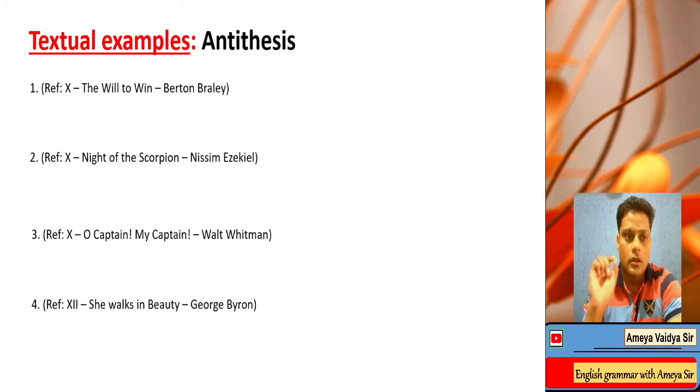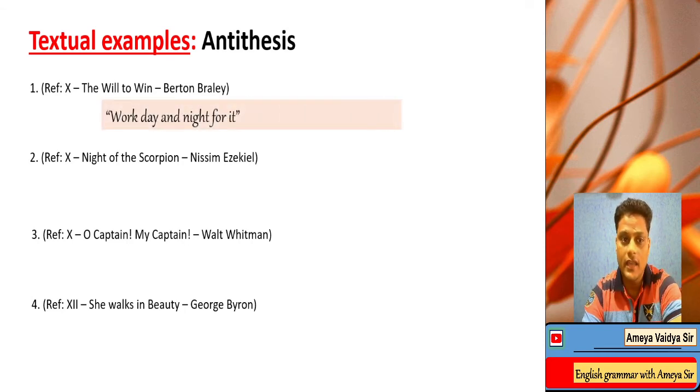Now, reference is 10th standard for the first one, the poem The Will to Win by Berton Braley, and the line is "work day and night for it." I think this is very similar to the example we saw on the last slide. The next one is Night of the Scorpion by Nissim Ezekiel: "trying every curse and blessing." Clearly just two opposite words qualifies as antithesis.